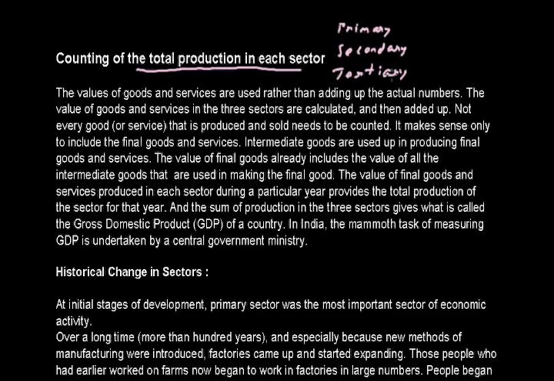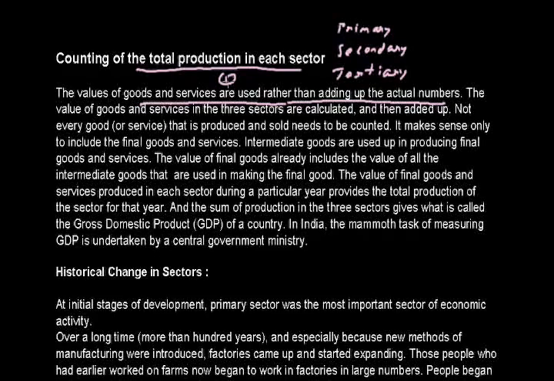How do we count the goods? The very first point is that the value of goods and services is used rather than adding up the actual numbers. Rather than going for the actual number of goods, we count the value of goods and services. Value means we turn it into money. So why do we do this? Why do we count the value of goods and services rather than counting the actual numbers?